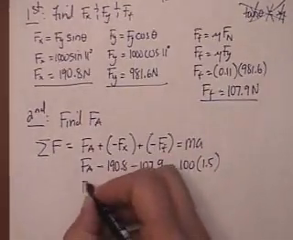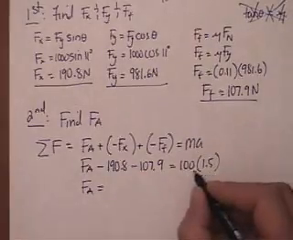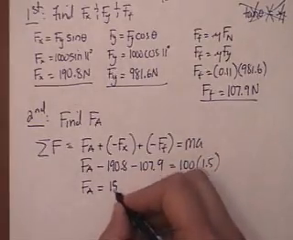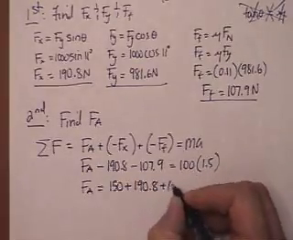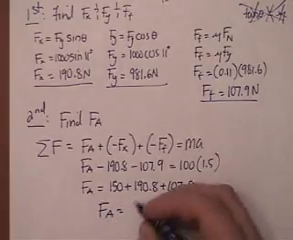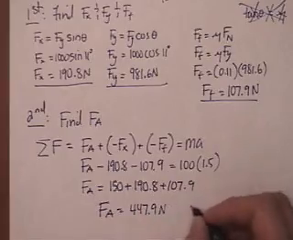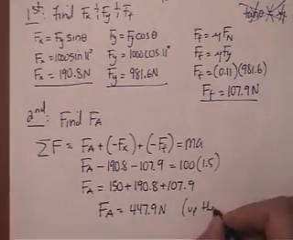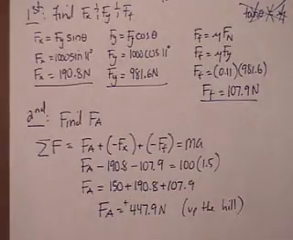So you're going to end up getting 100 times 1.5, that's 150, added to 190.8, added to 107.9, so your applied force ends up being equal to 447.9 newtons up the hill. Or you could have put a positive here, it doesn't really matter to me.